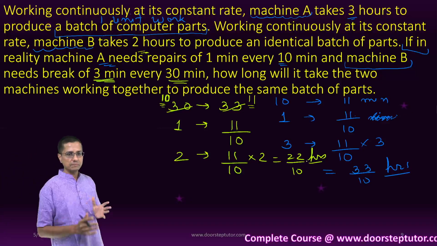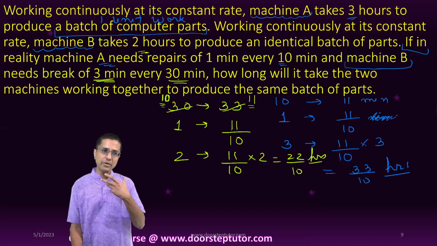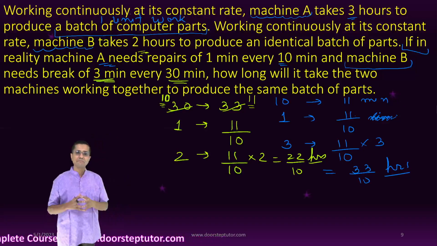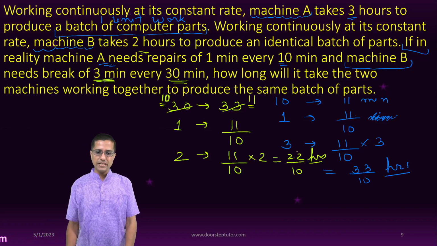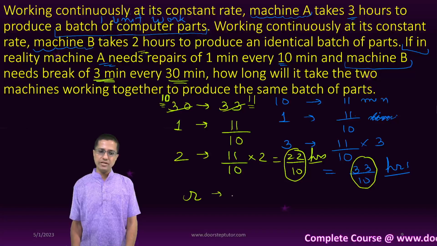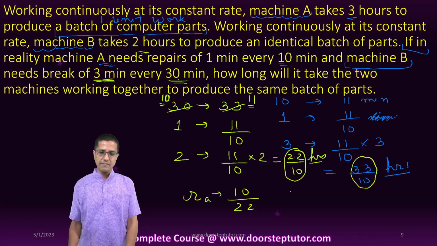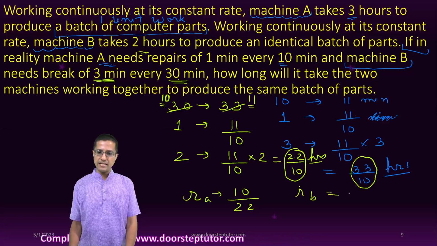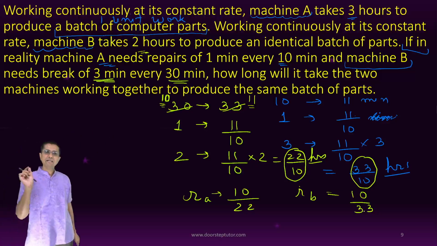So when the machines are working together, obviously they will produce the parts faster. But what about the rate of work? So 1 unit of work is being done in 22 by 10 hours and 33 by 10 hours, which means the rate of work is actually the reciprocal of this, which is 10 by 22. This is for machine A, and for machine B, it is the reciprocal of this, which is 10 by 33. Units of work being done in 1 hour.